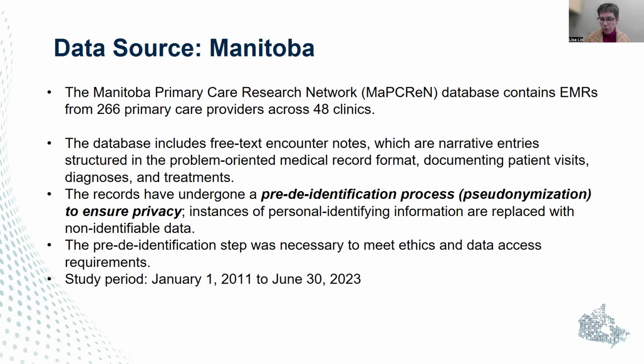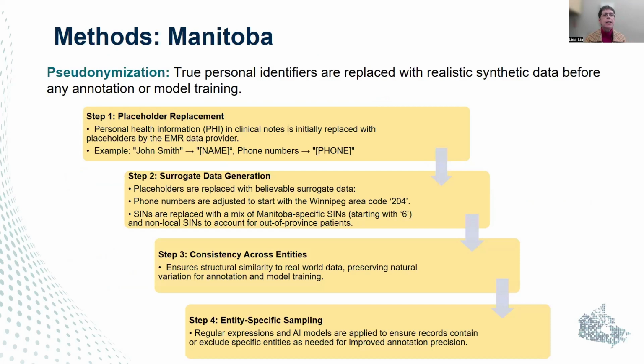And we're using data over a significant period of time. And that's something that you'll notice may be different from what exists at other sites. So we're going all the way back to 2011. So this pseudo-anonymization process is really a multi-step process where the real personal identifiers are replaced with realistic synthetic ones.